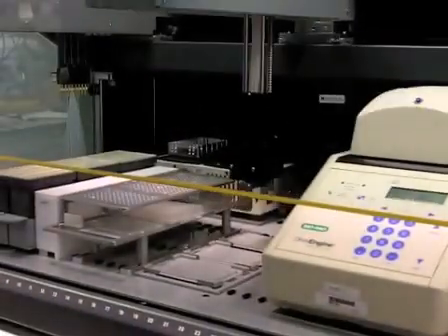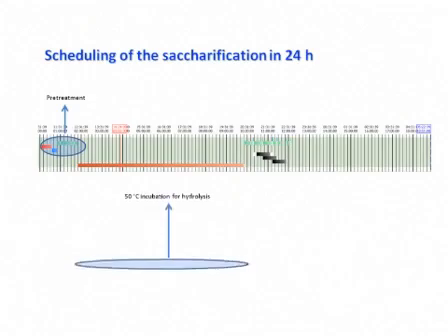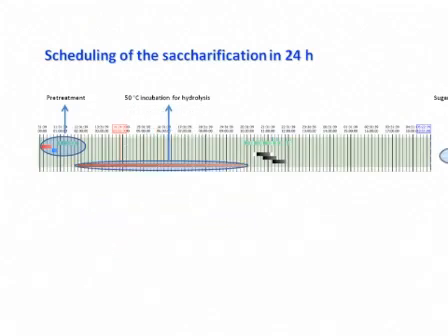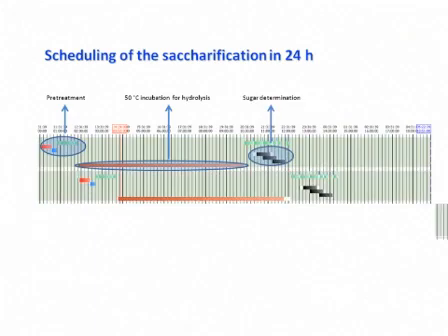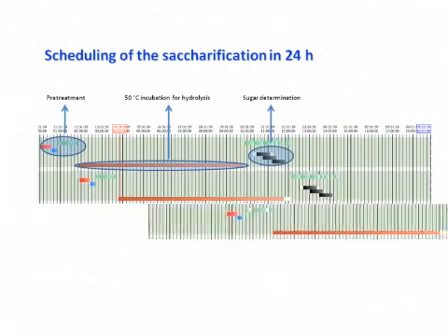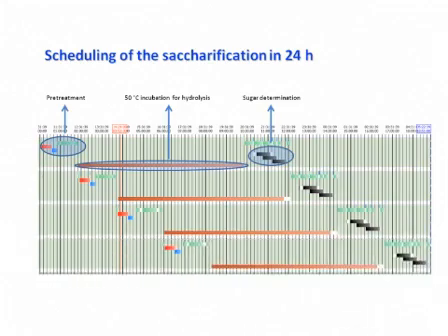The liquid handling process is run 4 times in 24 hours, where the pre-treatment, rinse and addition of enzyme takes approximately 2 hours. The enzyme hydrolysis takes 8 hours and the sugar determination takes another 2 hours. While the first plate is incubating for 8 hours, the next plate begins the process. With this allocation of robot resources, a throughput of 80 samples per day is achieved.